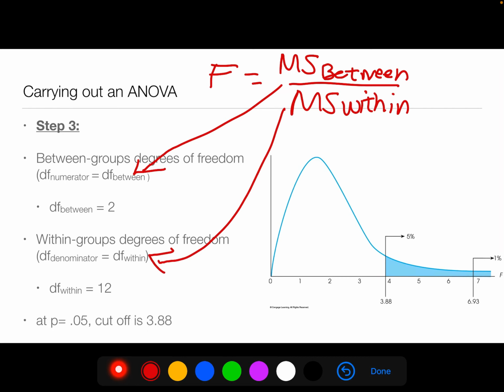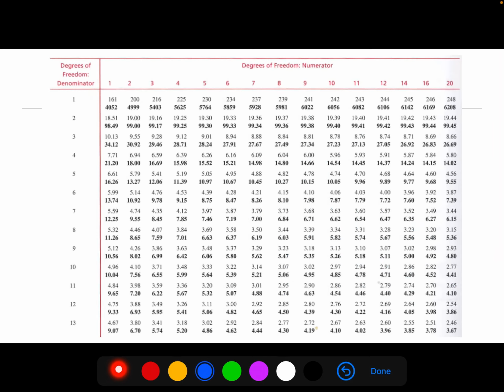So when we use our table, which I'll show you in a second, we would find our cutoff value at 0.05 is 3.88. If I were to ask you for 0.01, then we would have 6.93. And notice in this image here, we have the percentages marked for each of those cutoff values. So 3.88 is 5%, 6.93 is 1%. Here is our F table using our degrees of freedom numerator and our degrees of freedom denominator. We said our numerator was 2, our denominator was 12, and so the value that we are interested in is this 3.88. If we had been asked about 0.01, then that's where that 6.93 below is.